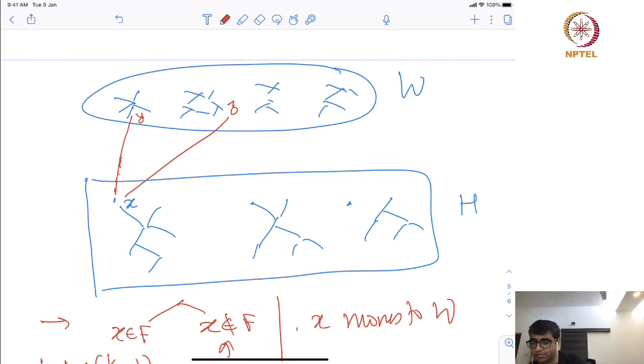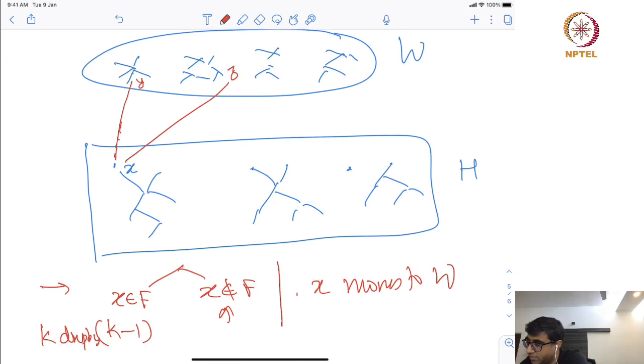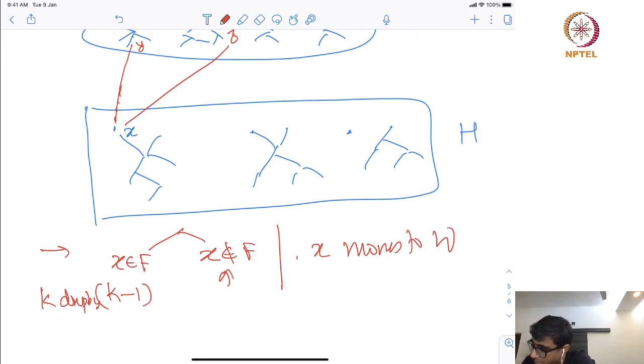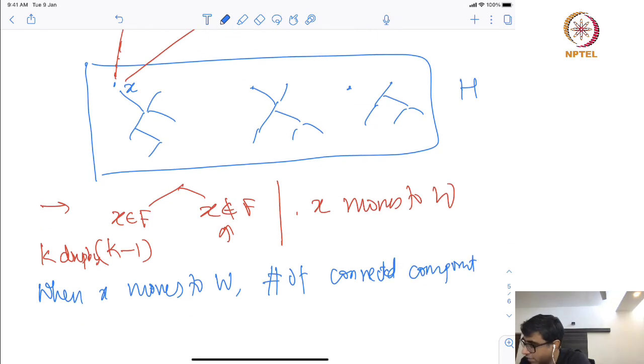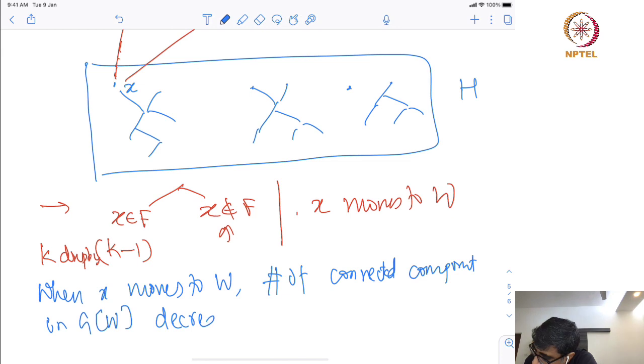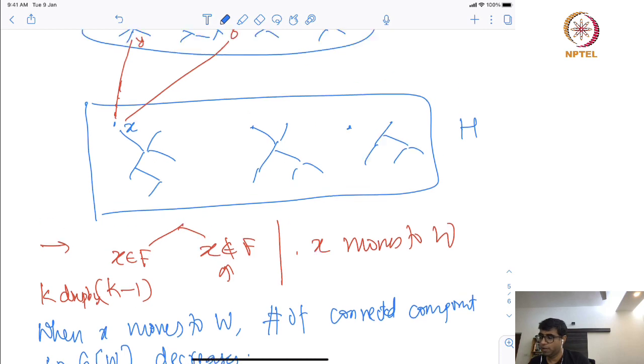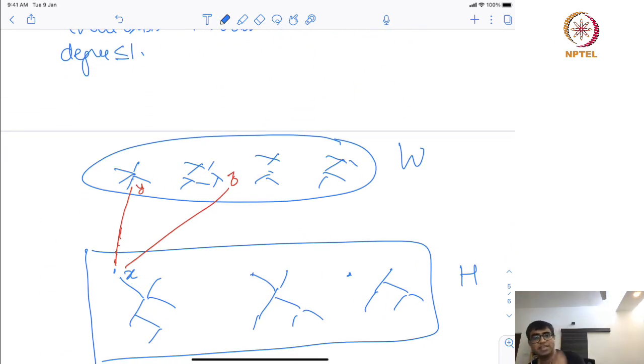But something interesting actually happens, and this is something which people have exploited: when X moves to W, the number of connected components in the graph induced on W decreases. So in this case also something does decrease, and what is decreasing is the number of connected components of W.